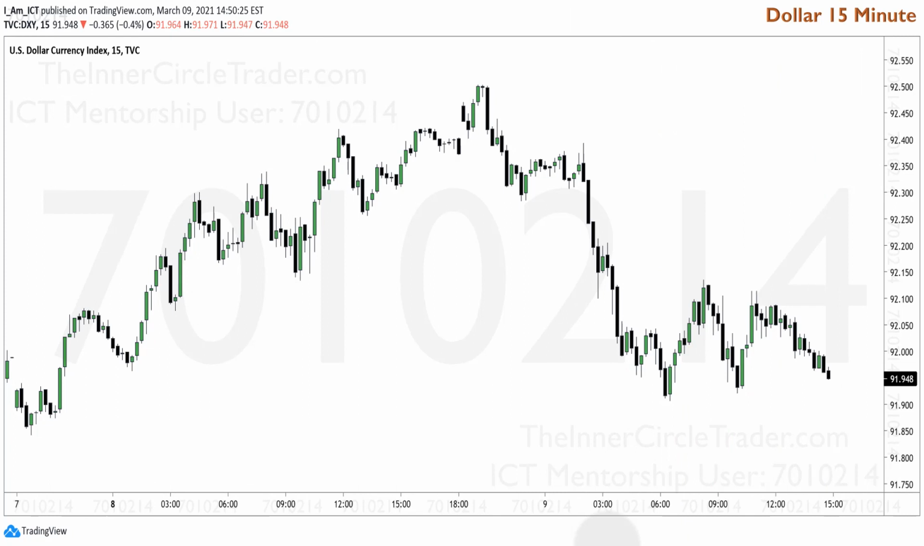All right, here's our dollar index, 15-minute time frame. It's a naked chart, no annotations. Set your chart up like this. Then on your chart, annotate what is salient for this given day. All right, I'll show you the annotations now.